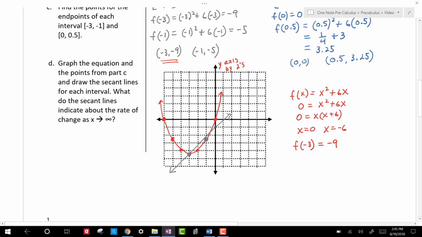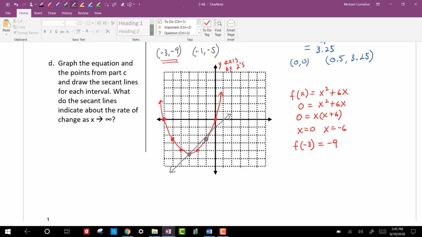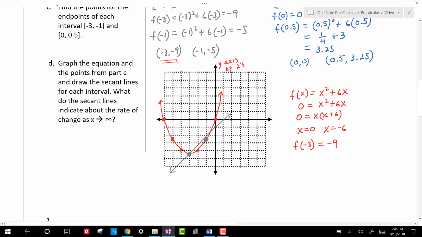And then I'm going to draw the second secant line. So I'm going to go to my other 2 points that I got, 0, 0, and 0.5, 3.25. Now you can see here at 0.5, that's going to be 1, 2, 3. 3.25 is going to be right about here, because remember, our scale is by 2s. All right, so I'm going to go ahead and draw this secant line.